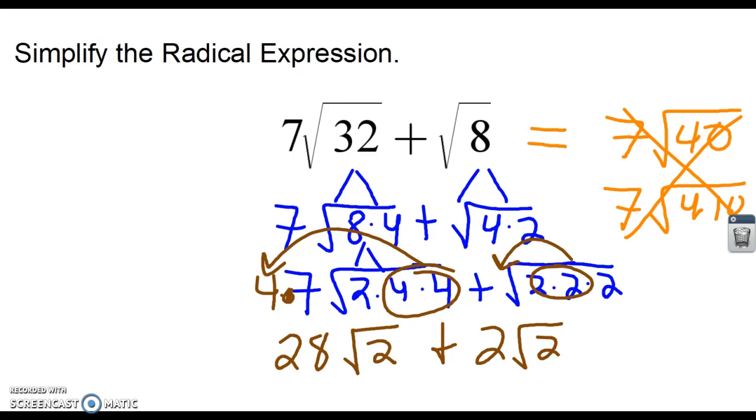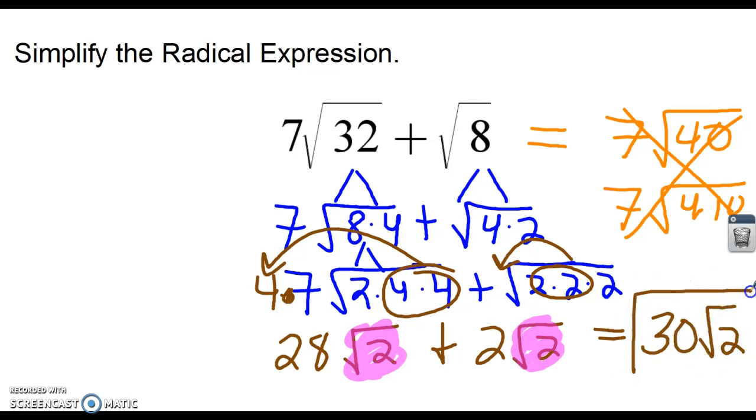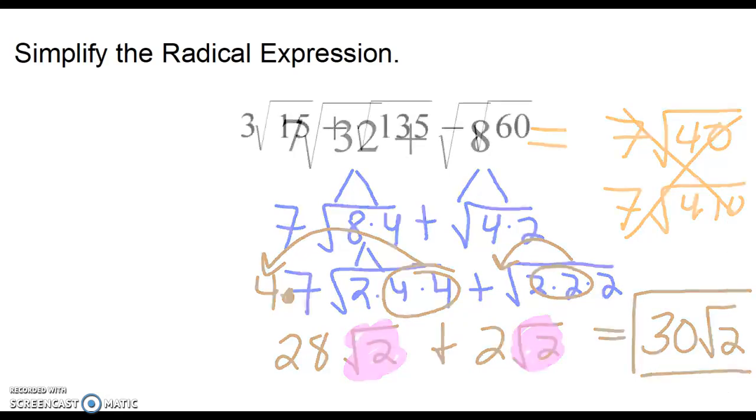Now you can see clearly that I have the same index and the same radicand. The square root of 2 here is the same as the square root of 2 over there. So these are actually like terms. So when I add them together, how many square roots of 2 do I have? 30. My answer would be 30 times the square root of 2.